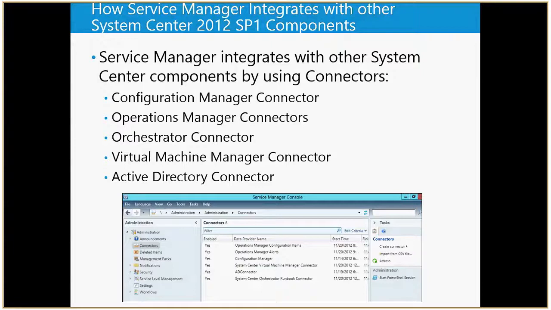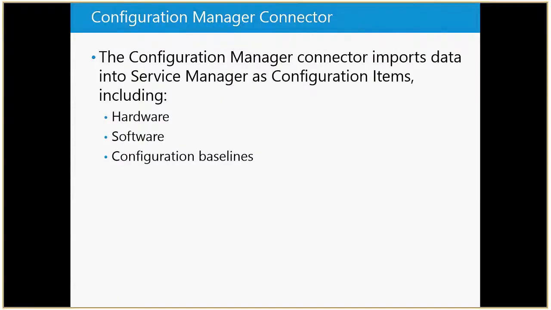When you create the connector to Service Manager and Operations Manager, there are a couple of connectors that you actually have there. One is to connect your alerts, and the other would be to connect your configurable items. So let's look at the Configuration Manager connector. Whenever you implement your Configuration Manager connector, you pull over your discovered hardware, your software inventory, and configuration baselines. And it pulls this information in and stores it in Service Manager.